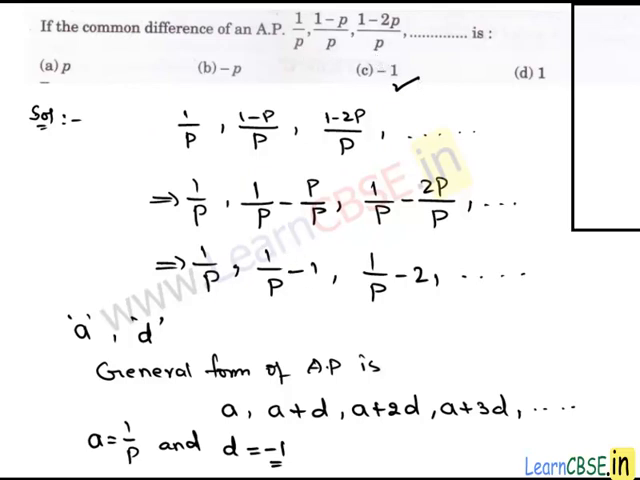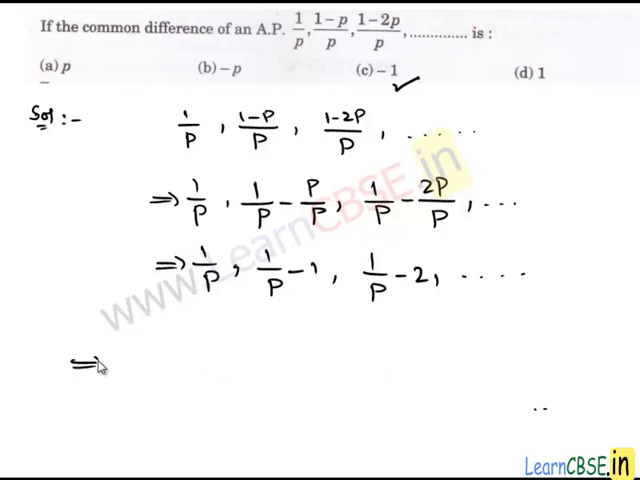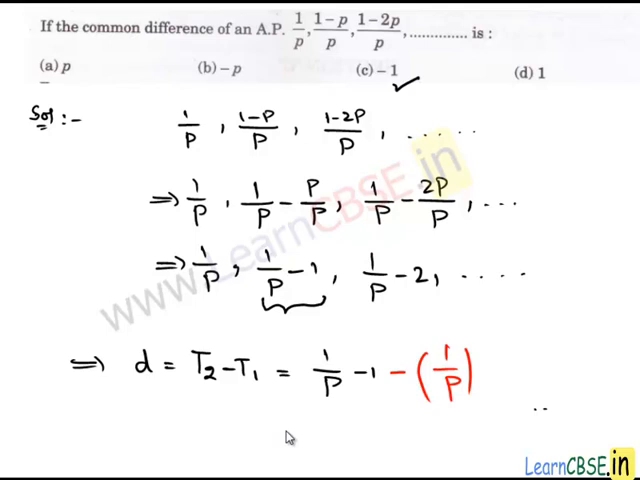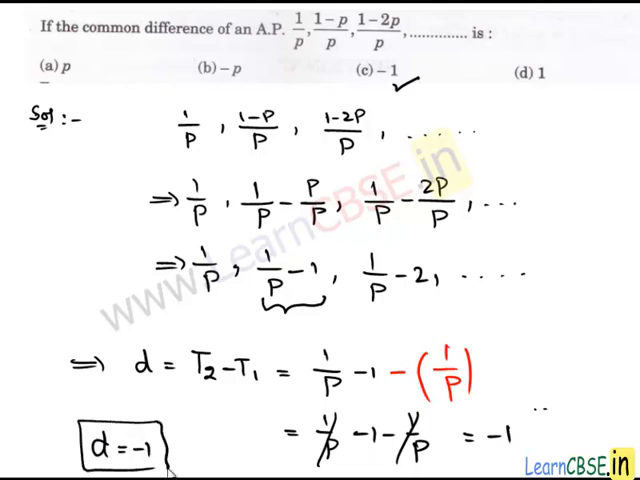Or we use another method. Let's move to the next method. Here we know that common difference is the difference between a term and its preceding term. Here we take the second term, then the common difference is T2 minus T1. T2 is 1 upon P minus 1 and T1 is 1 upon P. Then we have the value of D, which is 1 upon P minus 1 minus 1 upon P. Here 1 upon P and minus 1 upon P get cancelled. We get the value of common difference D is -1. Therefore, this relates to option C. This completes our problem.